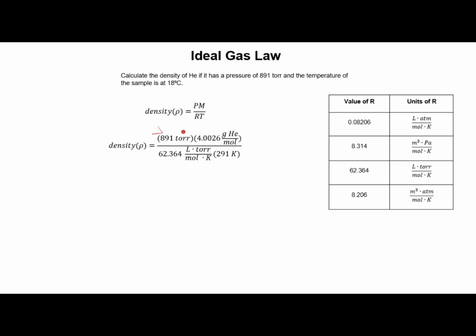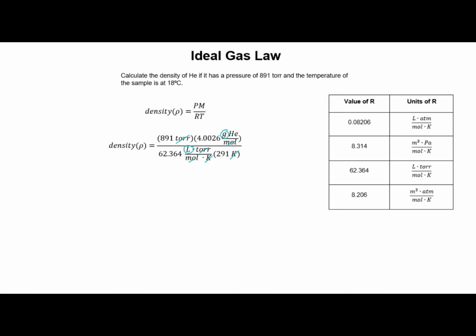Here is my pressure. Here is my molar mass of helium because the problem specifically said I have helium. My value for R that I chose, and my temperature. Notice I converted to Kelvin. Let's make sure units cancel. My torr cancels, my moles cancel, and my Kelvin cancels. So the units I am left with are grams per liter.